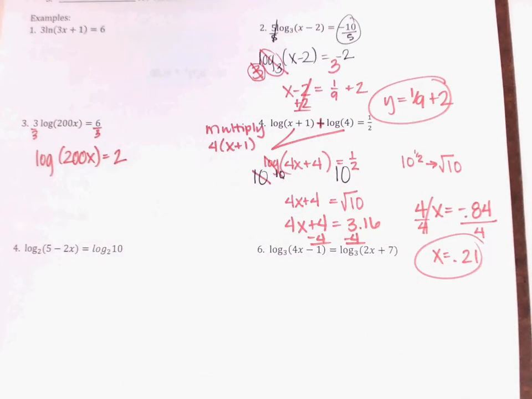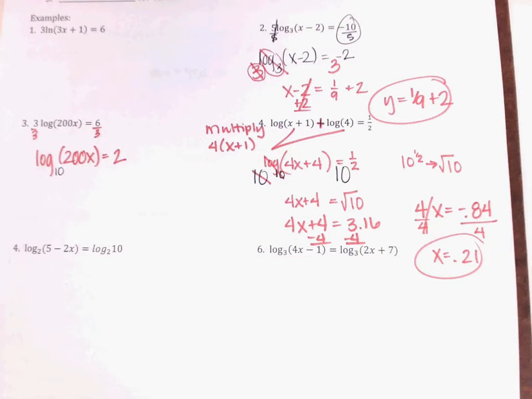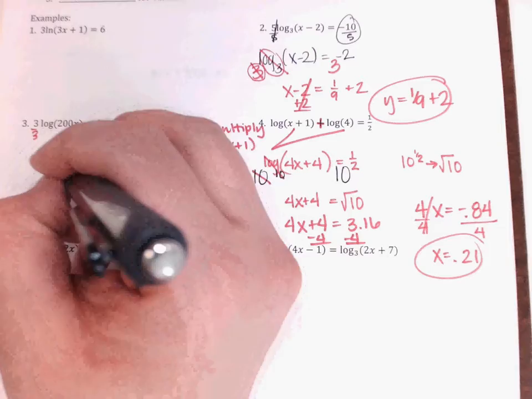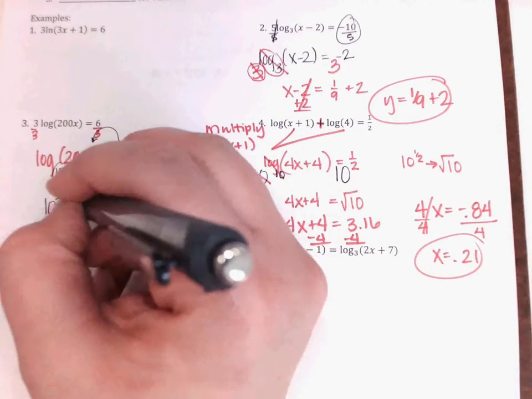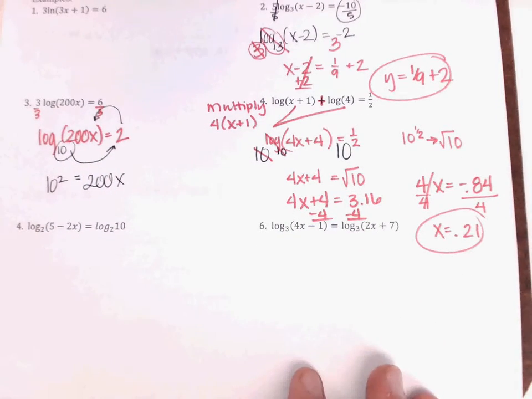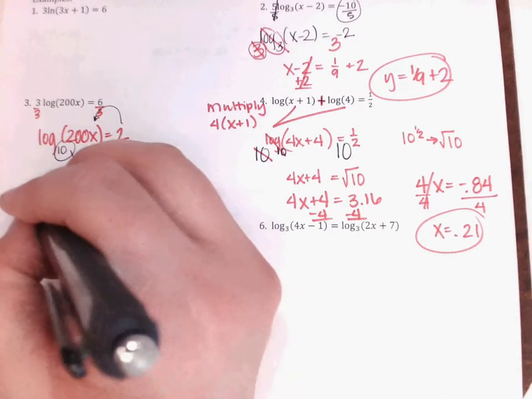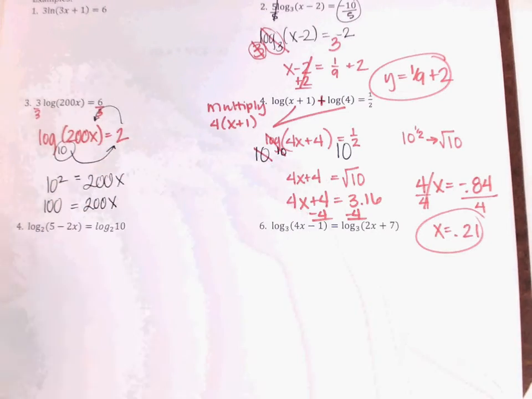And then at this point, what do I do? Loop. And where does my loop start if there's nothing there? 10. So I'm putting in the 10 because it wasn't listed. So then it's 10 to the 2, back around, equals 200x. Then what's 10 to the 2, or 10 squared? 100 equals 200x. Then what do I do with the 200? Divide.